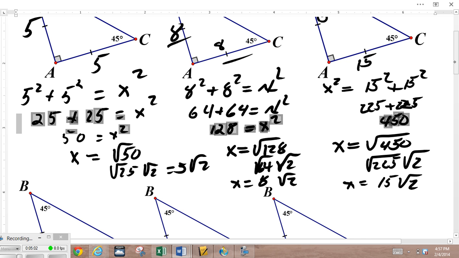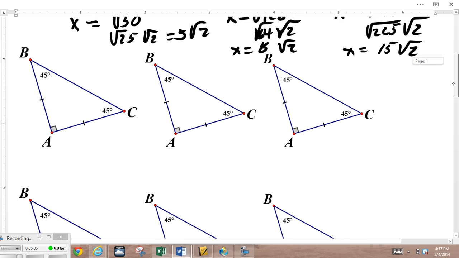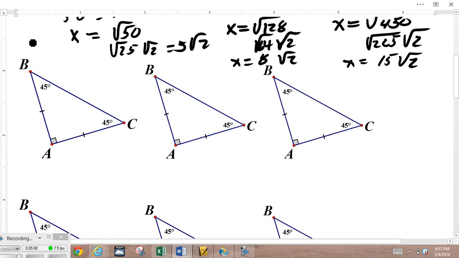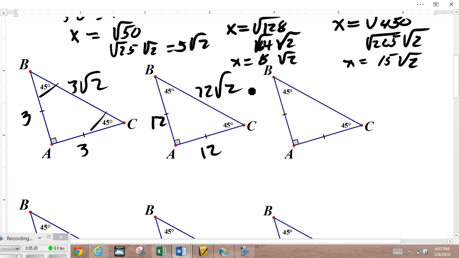So guess what? That makes life so easy, because if I have an isosceles right triangle, that is a 45, 45, 90 triangle, and I say this side is 3, then this side is 3 and the hypotenuse is 3 root 2. If this side is 12, the hypotenuse is 12 root 2. That's simple. That's wonderful. If this side is 87, this side is also 87, and the hypotenuse is 87 root 2. Can't be any easier than that, right?